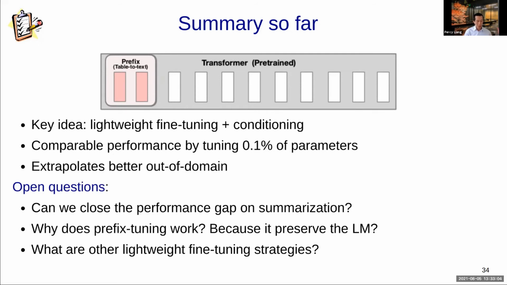Of course, there are many open problems. How can you close this performance gap? Why does this work? Is it because of preserving the LM? I think this opens up a whole host of new strategies for what is the right way to lightweight fine-tune. And what's clear here is that it's not really the number of parameters. It's judiciously figuring out which parameters, and how to parameterize the model, so that it can preserve the LM and give you good results and even good extrapolation.